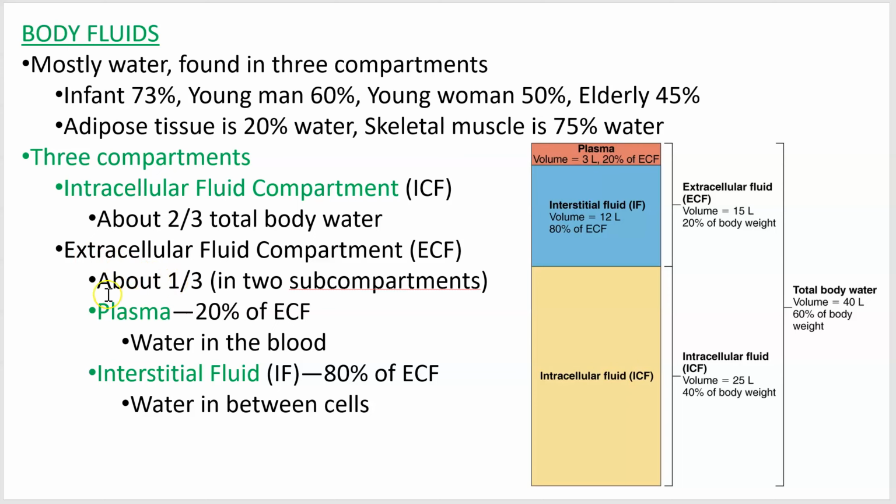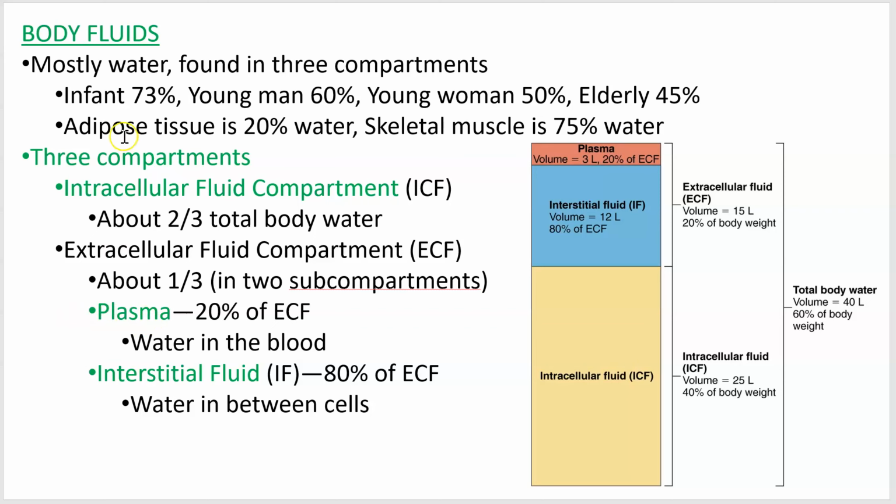Now, of that remaining 1/3, 20% of it is the liquid portion of your blood, your plasma. The other 80% is what's called interstitial fluid, and we talked about that in the lymphatic system. So interstitial fluid is just fluid that's kind of milling around in between your cells. Ultimately, it'll make its way back to the lymphatic system and back into the bloodstream as plasma, but you're well aware of that.